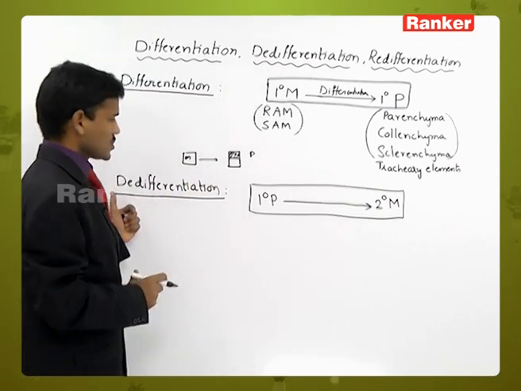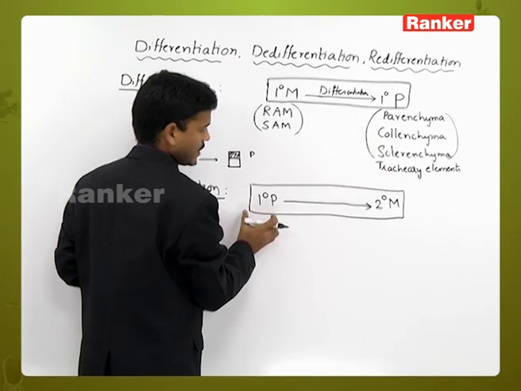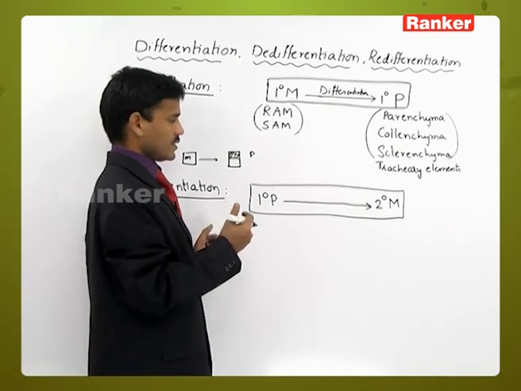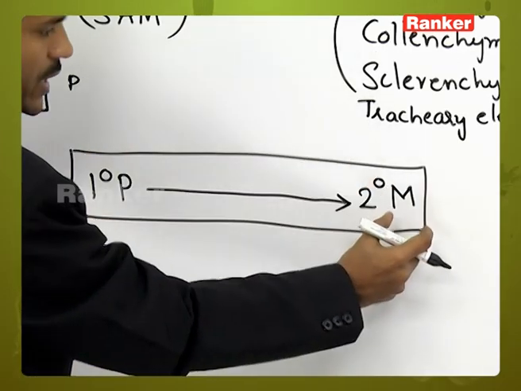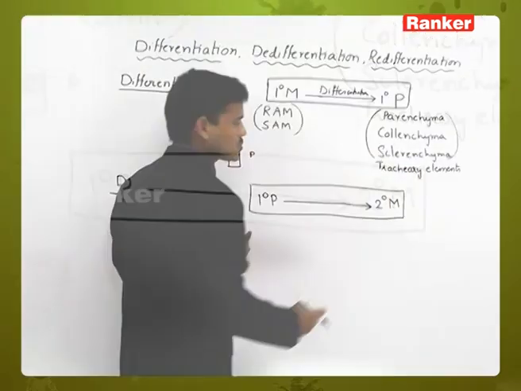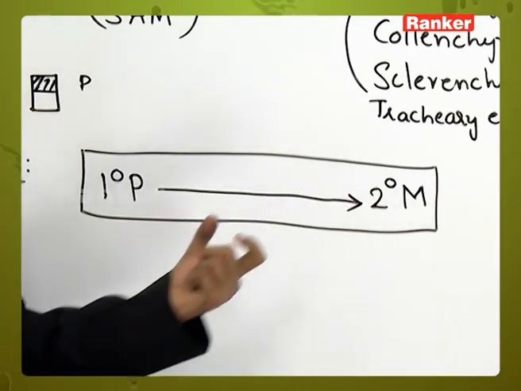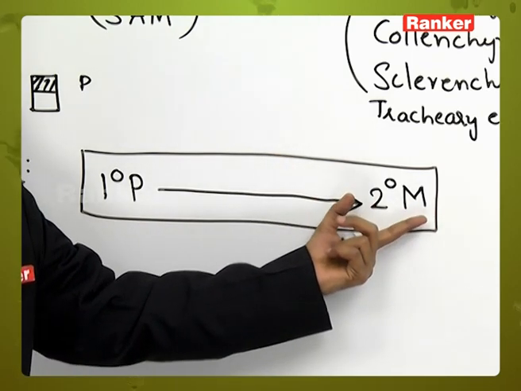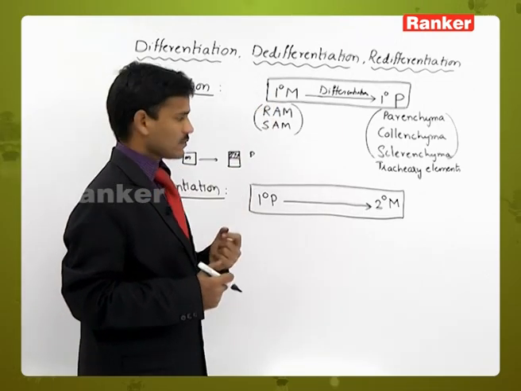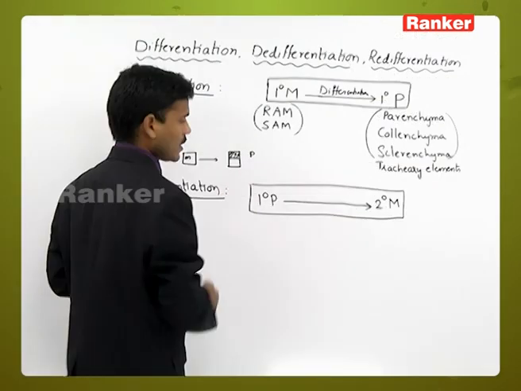But in the de-differentiation method, these cells, the primary permanent cells that had lost the capacity to divide, regain their ability to divide. So they are converting into meristematic tissue. Permanent tissue is converting into meristematic tissue. This meristematic tissue is not present from the beginning; it is newly developed. The newly produced meristematic tissue is called a secondary meristem. Primary meristem is present from the beginning. Secondary meristem is newly formed from primary permanent tissue.